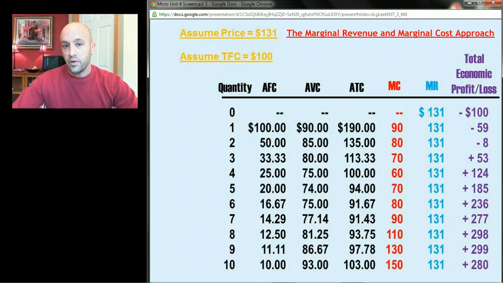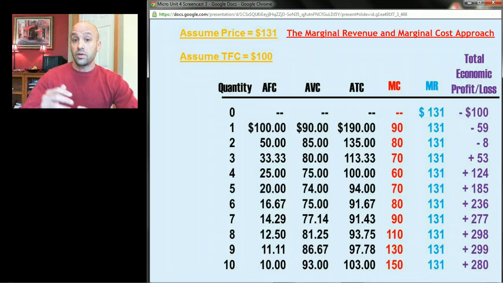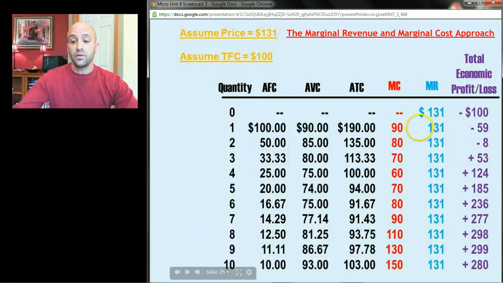What that means is that producing that 1 unit is going to cost you $90 more than producing 0 units. Marginal revenue is $131. So if you produce this first unit, $131 more are going to go into your cash register, and it's only going to cost you $90 to get that $131. In other words, that's a good unit to produce. More money is going to come in than is going to leave if you produce that unit.